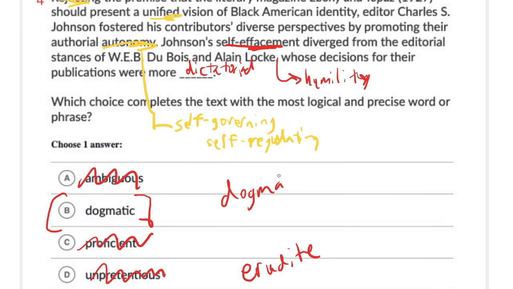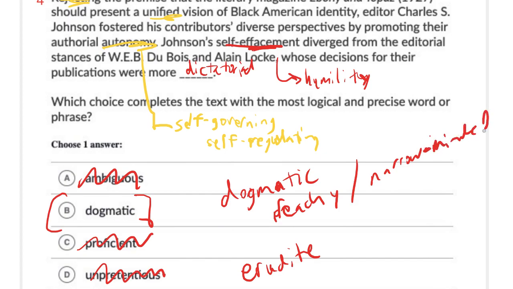Religious dogma would be a set of beliefs that you are expected to just accept, to take as gospel, to take as true without really questioning them. And so if you're dogmatic, it's like you're preachy, narrow-minded. You expect people to do things your way. To use an expression, you have a my-way-or-the-highway attitude. And that's something that would be the opposite of self-effacing.